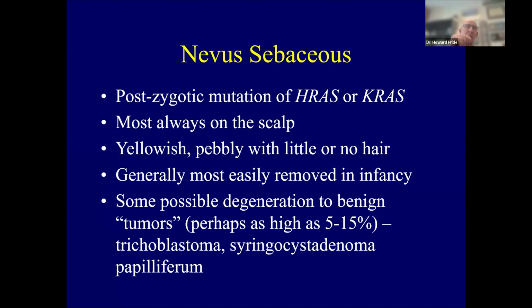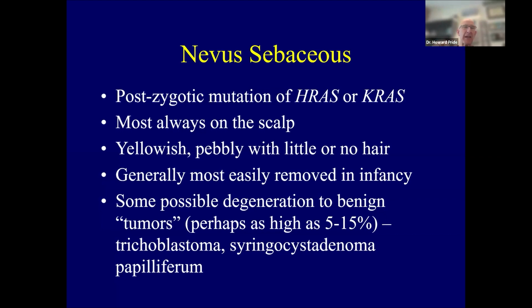So a nevus sebaceous represents a postzygotic mutation. We're going to talk a little bit more about what that means in a little bit. And the genetic abnormality actually was recently discovered. So we actually know what genetic abnormality occurs in a postzygotic fashion. And they're virtually always on the scalp, less commonly on the face. And that yellowish kind of pebbly color is really characteristic and sometimes kind of greasy depending on where they are in the stage of a child's development. And almost always with no hair, or at least little hair.